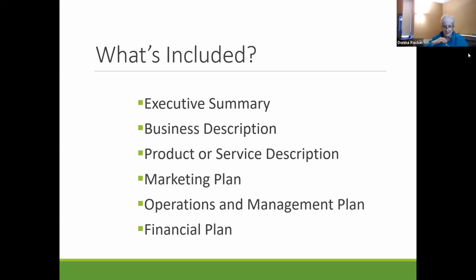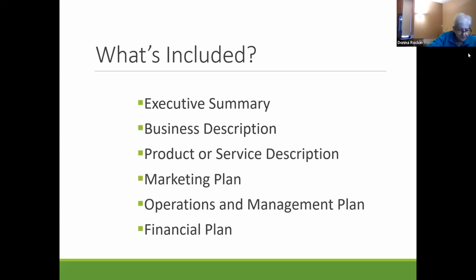It doesn't matter when we refer to product or business in this lecture, service or product, it's the same thing. And then there's a marketing plan, an operations plan, and a financial plan. So those are the major parts.